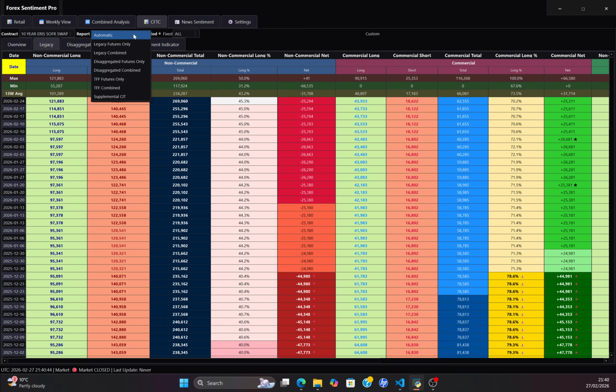And then the automatic reports, you can switch between that. Legacy are those known as commercials and non-commercials. Disaggregated can mostly be used for commodities, such as trading oil and gold.